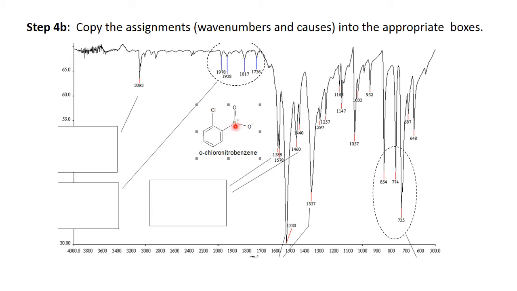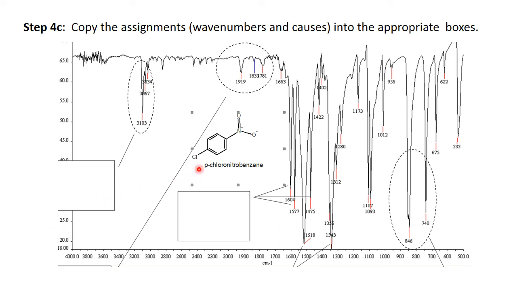Here's the ortho chloronitrobenzene. It will have the chlorine somewhere between 550 and 850. We'll have the ortho disubstituted absorption just below 800, somewhere in this region. And then we'll have the C to N stretch at about 870. As to which is which, I'm not sure, but again, you don't have to identify, just list the ones that should be present.